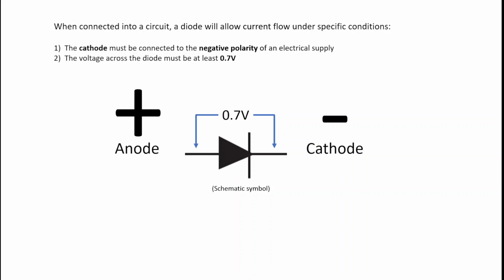The cathode must be connected to a negative polarity of an electrical source. The voltage across the diode must be at least 0.7 volts, and I appreciate this will change dependent on the type of diode used. Some of them are as low as 0.3, others are as high as 1 volt. For this presentation, I'm just going to refer to 0.7. It is easiest to consider a diode as a polarity-sensitive switch when we're discussing it, because either a diode is fully closed or fully open in the same way that a switch is.